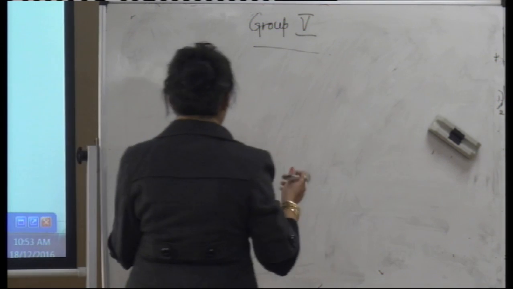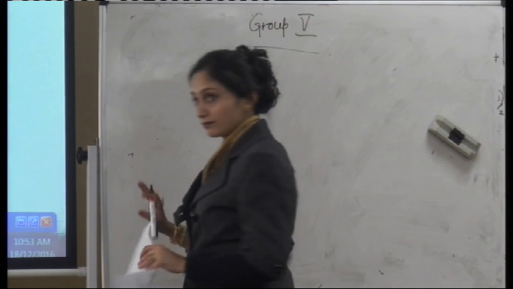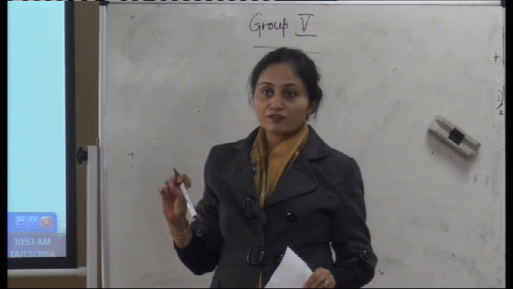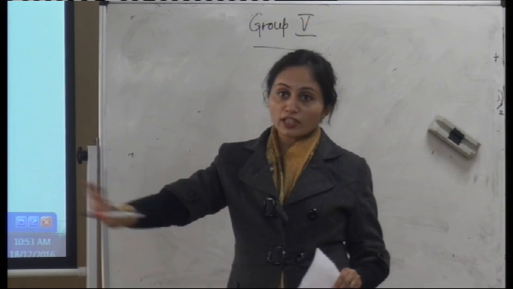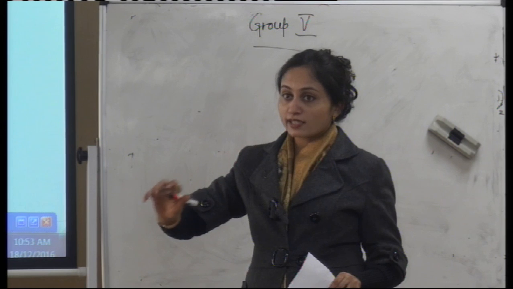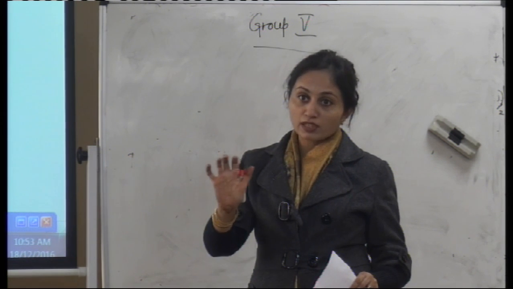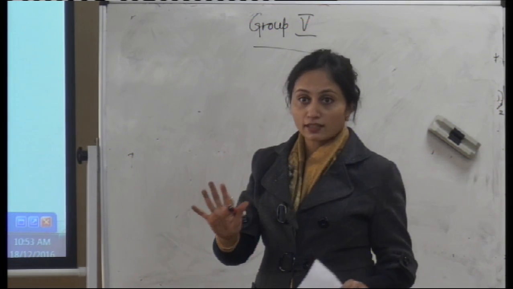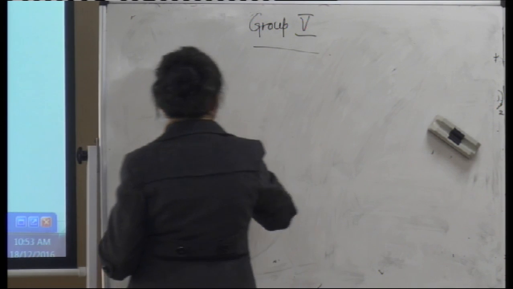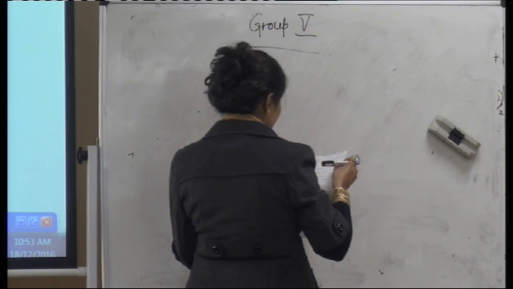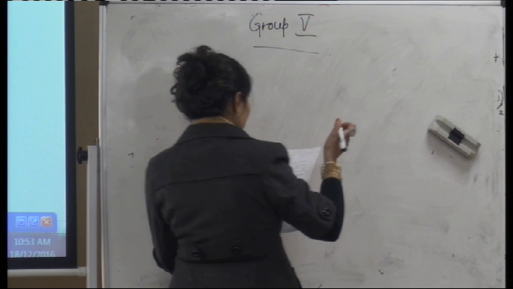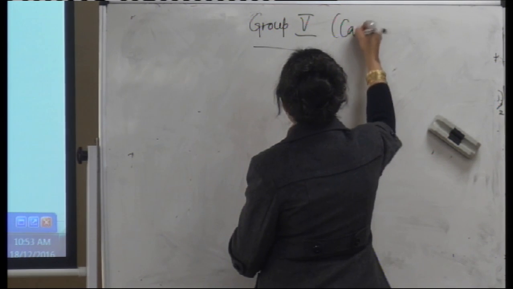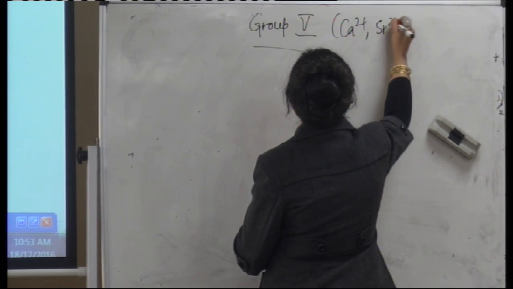Now let's move on to the 5th group. This is kind of an easy group where you have calcium, barium and strontium. All three are white colored, so there is a lot of confusion too, but the chances of getting it are very often. And what you have is calcium, strontium and barium.